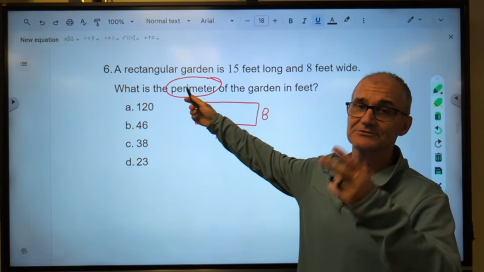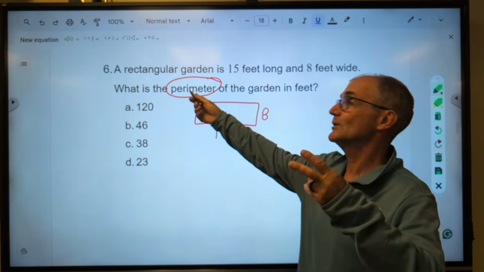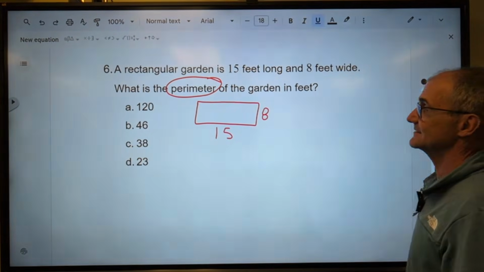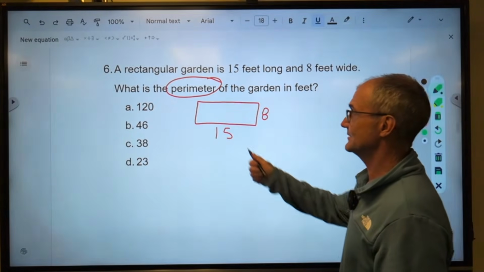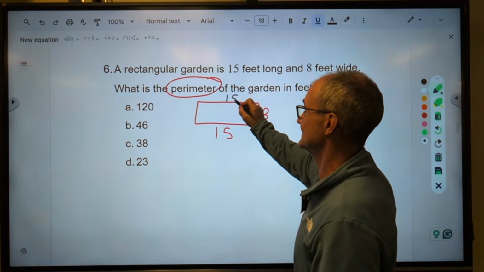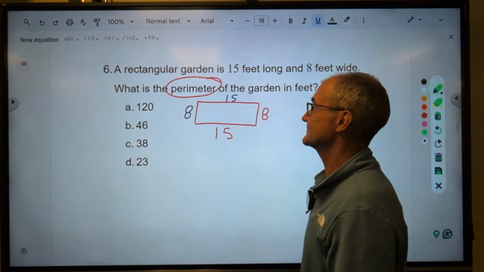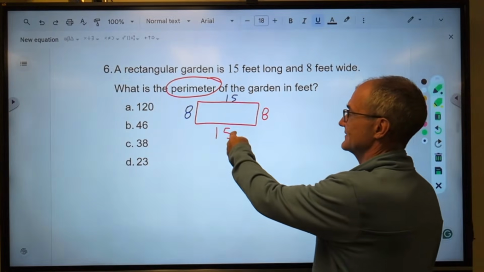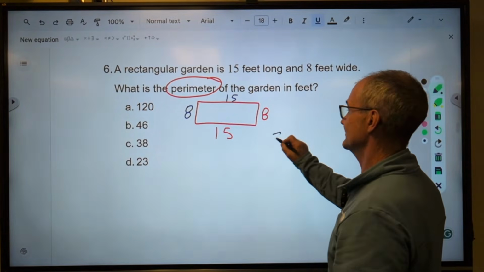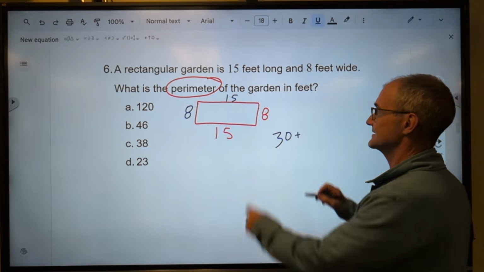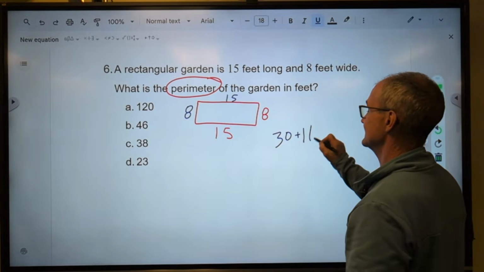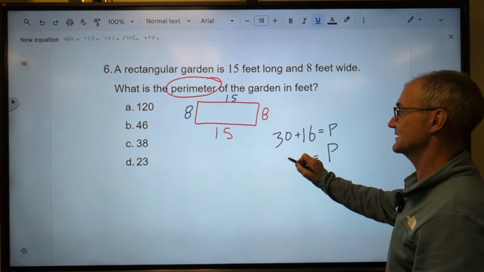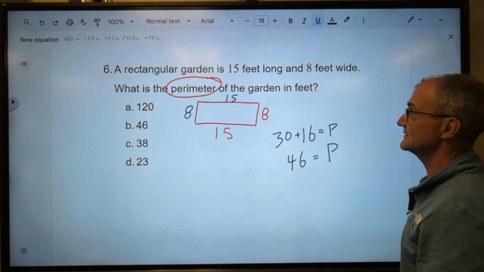And then step 2 is really important: solve for what you are being asked to find, right? So it's really about attention to detail there. Well, if I'm looking for the perimeter, this is 15, this is 15, this is also 8. From there, I need to find the equation. So I'm going to just take 15 plus 15, 30, plus 8 and 8, 16 is equal to my perimeter. Solving the equation, perimeter is equal to 46 feet.